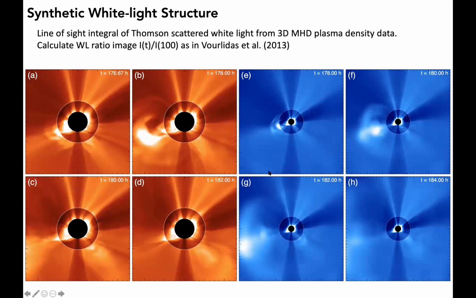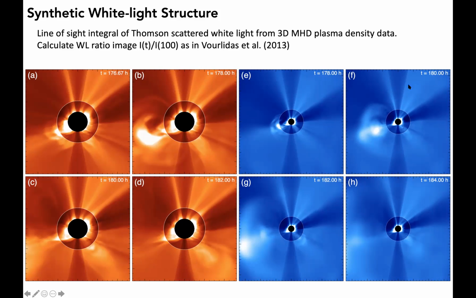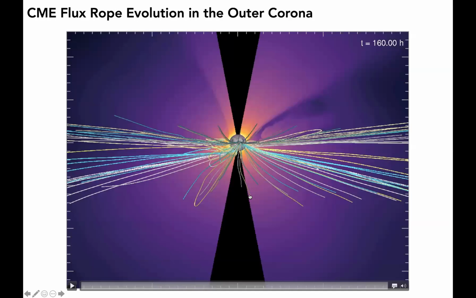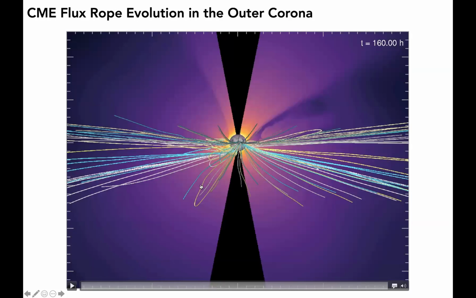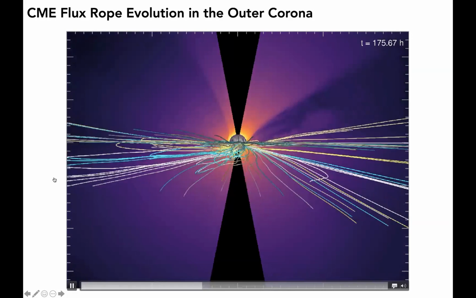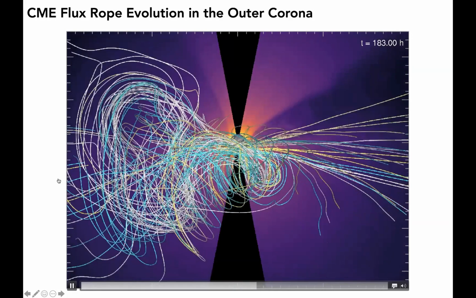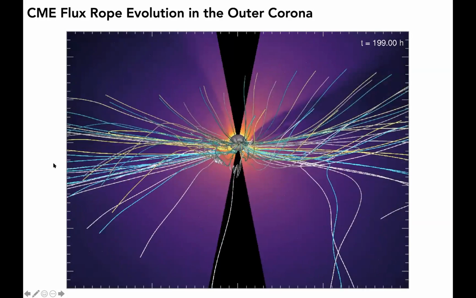And so this is the snapshot version. And one of the things that you can do with these simulations is you can take an image like this, which looks like observations, and then you can look at the magnetic field, which you certainly cannot do with observations. But if we want to figure out where those white light features come from, it's definitely helpful to look at the evolution of the magnetic field. So this is the exact same viewpoint as the synthetic white light images from earlier.